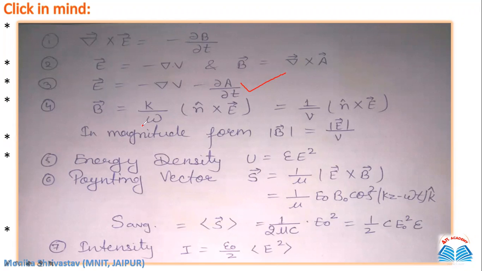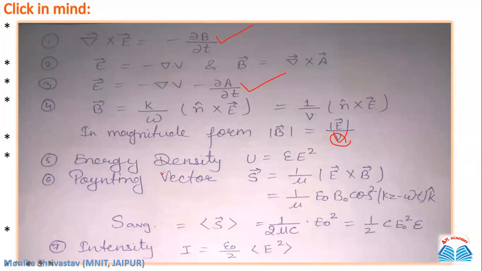Fourth one is B equals k upon omega n cross E, or also equal to 1 upon V n cross E. In magnitude form, B equals E upon V. This V is the velocity. Now I told you that when the wave is not moving with the velocity of light, and some specific velocity is given in the question, then we will use this formula for amplitude only, for magnitude only. I will tell you how to use it and how to solve those questions.